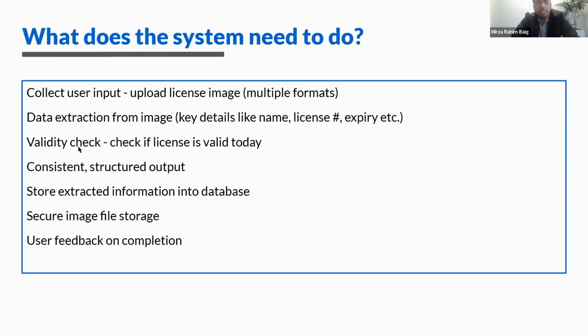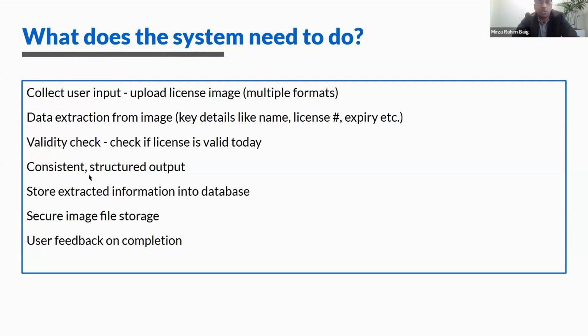Then you also need to validate whether the license is valid today. You could also change this logic to say license should be valid at least 3 months from now, right? That's all easy. That's all just changing the formula. So it's not a big deal, but having some sort of a validation, right? And then after this, you also need to have consistent structured output, so it can be passed across, put into a database and stuff like that.